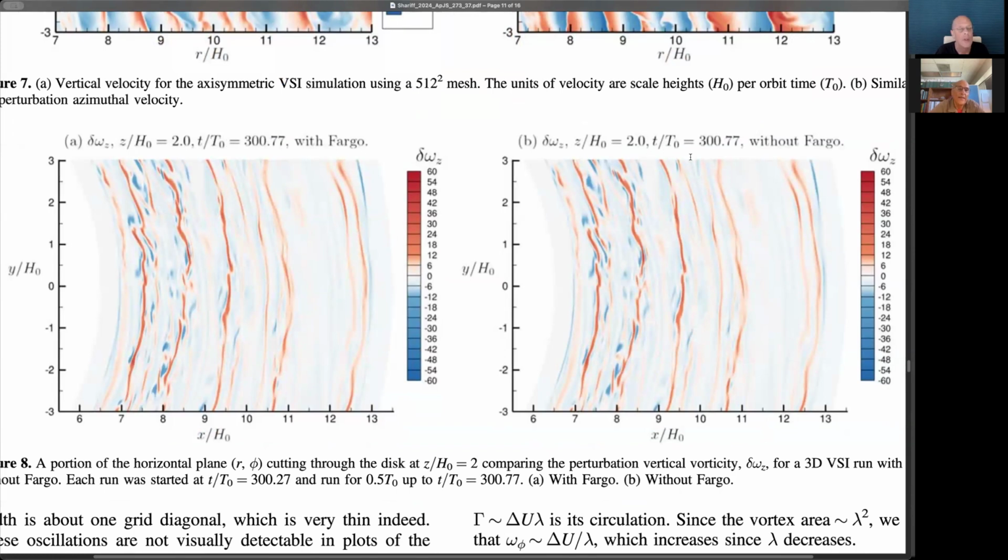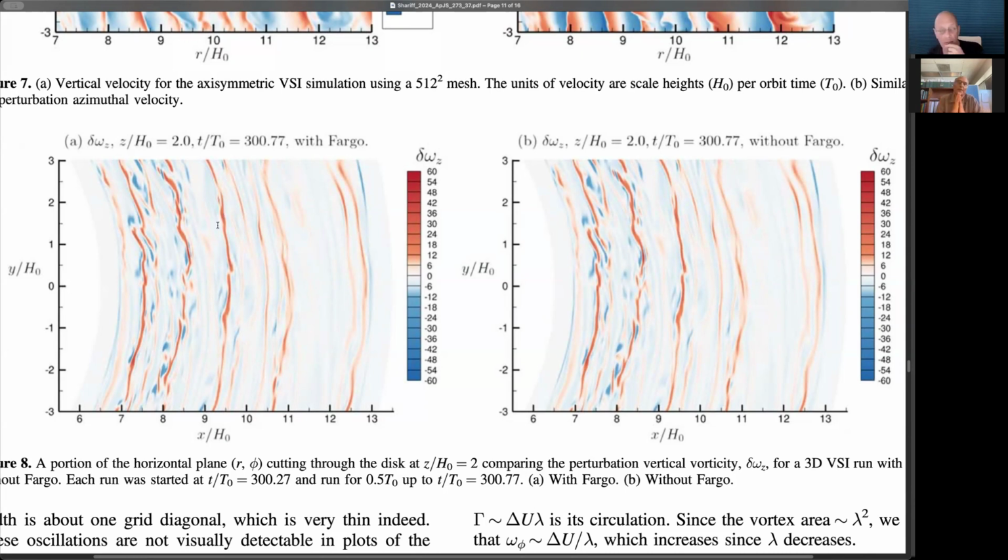Both run for a. So let me see. The run actually was started at 300 orbits, 300.27 orbits, and actually run for half an orbit. And I should mention, of course, because the flow is chaotic, if I ran it for 100 more orbits, they would look totally different, because you get sensitive dependence on initial conditions. But I think half an orbit, it's still good enough.